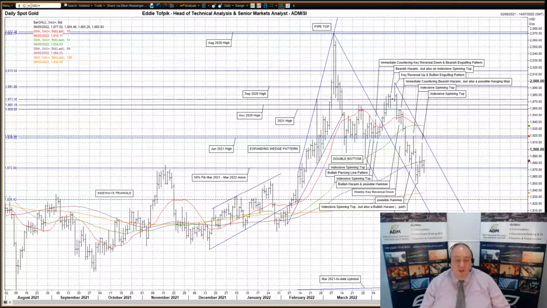So far today, a dip below the 50% Fibonacci line, but then a move back up to test the medium moving average, potentially looking like a possible hammer, maybe.